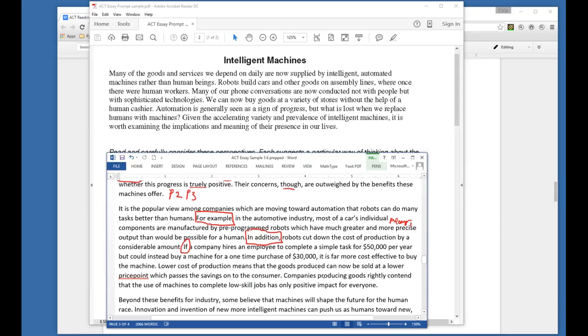Companies producing goods rightly contend, so this is where we're getting the essay writer's perspective. That's right. So this is where in this paragraph this student has, right, because this is the part where we are comparing our idea to their idea, and we've built this nice example here.